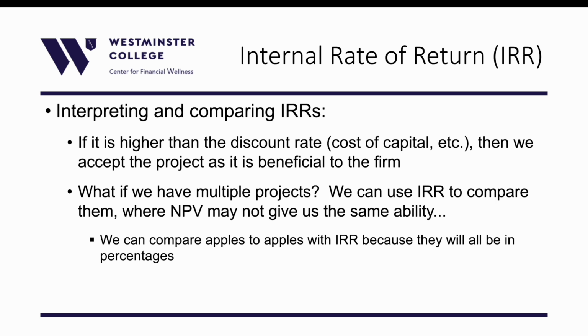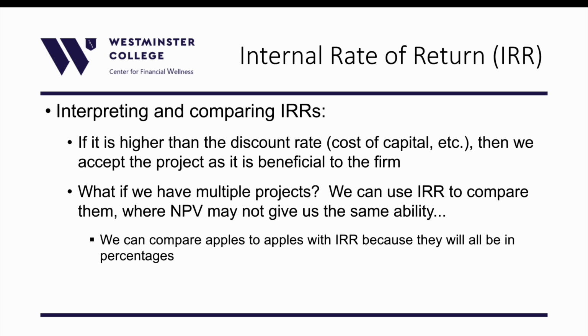Basically, and I said this a little bit, but if we get an IRR that's higher than our discount rate, then we will probably accept this project as it's beneficial to our firm. Now, one reason that we use IRR instead of NPV sometimes, or we use them in conjunction, is that IRR can help us a little bit more if we have multiple projects and we're trying to compare them. IRR makes it super easy to compare them because we are comparing apples to apples, meaning if we calculate the percentage of return that one project is going to give us, we can easily compare that against the percentage of return that another project will get us.